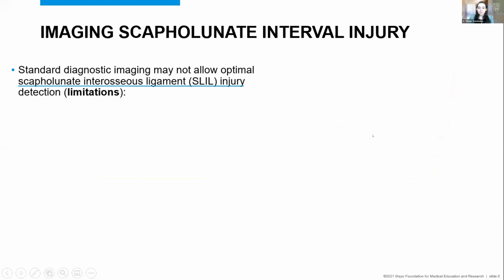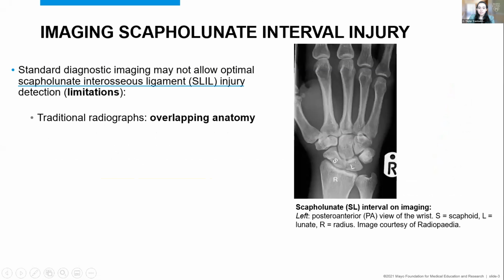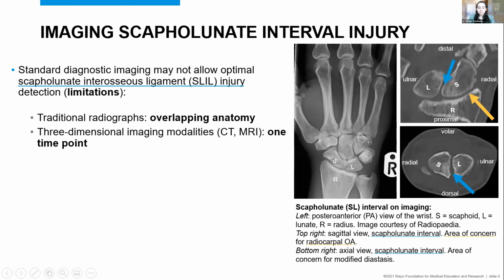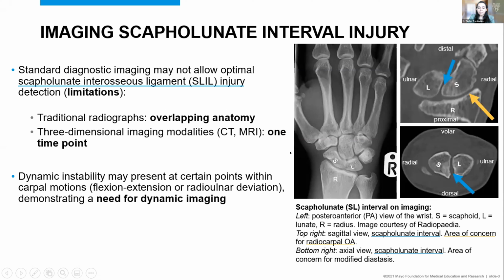Standard diagnostic imaging may not allow for optimal scapholunate interosseous ligament injury detection. Traditional radiographs are limited by overlapping anatomy of the carpus. And while 3D imaging modalities such as CT and MRI overcome this limitation, they're generally collected at only one time point. However, dynamic instability may present at certain points within carpal motions, demonstrating the need for dynamic imaging.